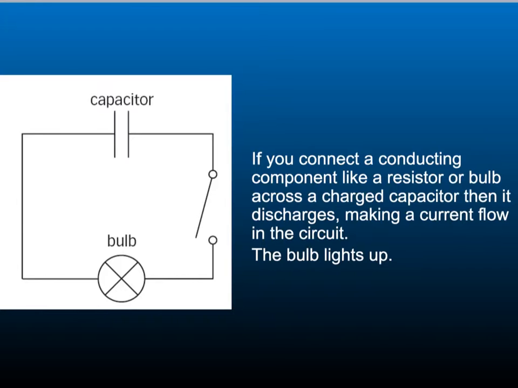If you take your charged capacitor that you've just removed from its circuit and you connect it into another circuit with a conducting component like a resistor or a bulb, then when you close the switch, the capacitor will discharge, and as it discharges, the bulb will light up. So you can see in this circuit, there's no cell or power supply, but the charge from the capacitor is able to light the bulb up.